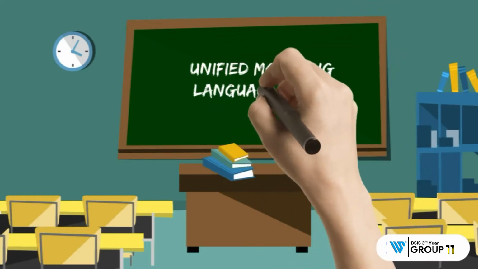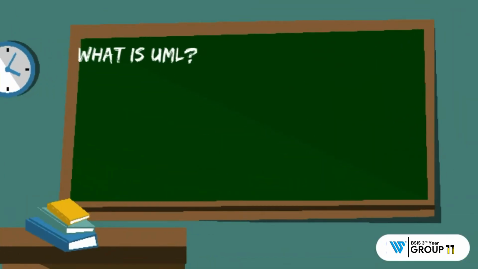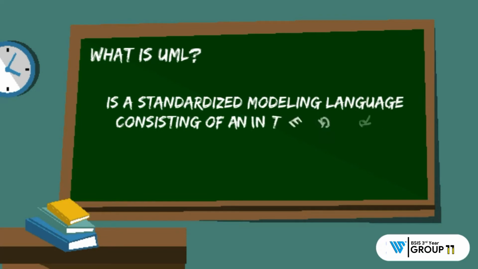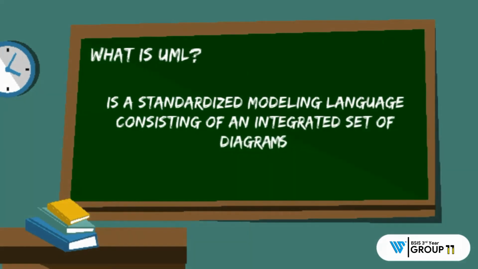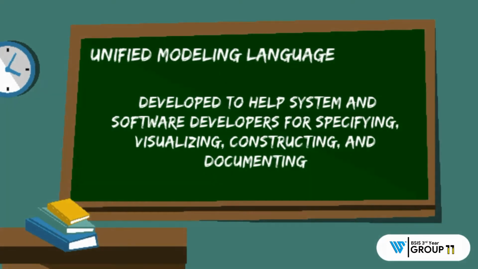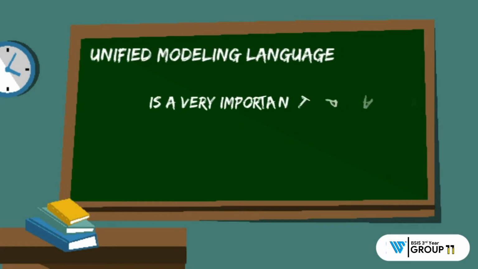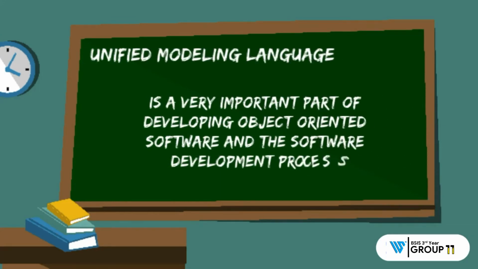UML, or the Unified Modeling Language, is a standardized modeling language consisting of an integrated set of diagrams developed to help system and software developers for specifying, visualizing, constructing, and documenting. It is a very important part of developing object-oriented software and the software development process.